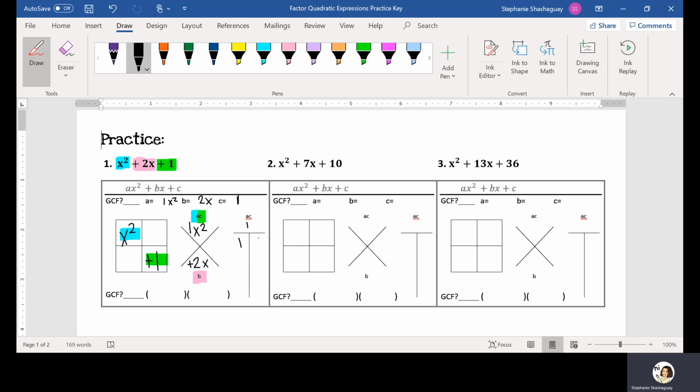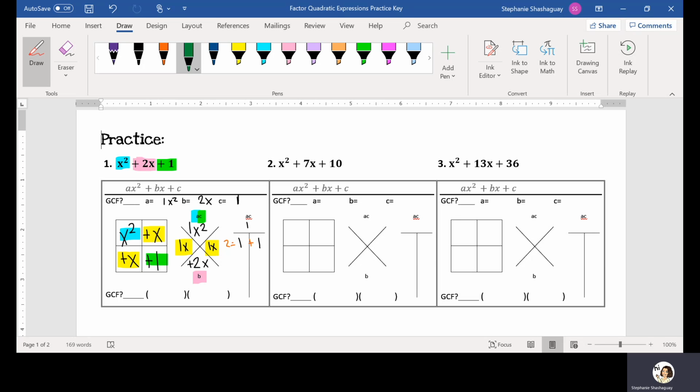Well, that's just going to be 1 times 1. I add those together and I get 2. So on the sides of my x, I'm going to have 1x and 1x. And I can use those two numbers to fill in my area model or my box method. Okay, so this will be a positive x and a positive x.